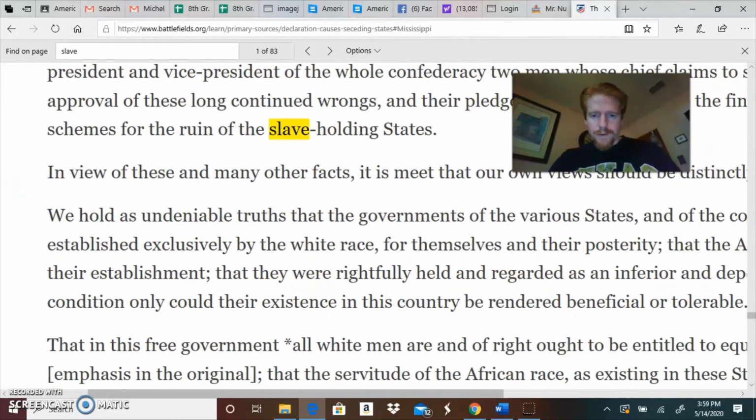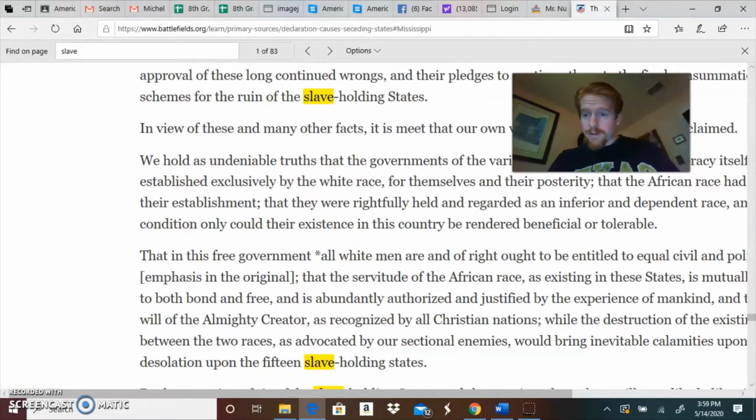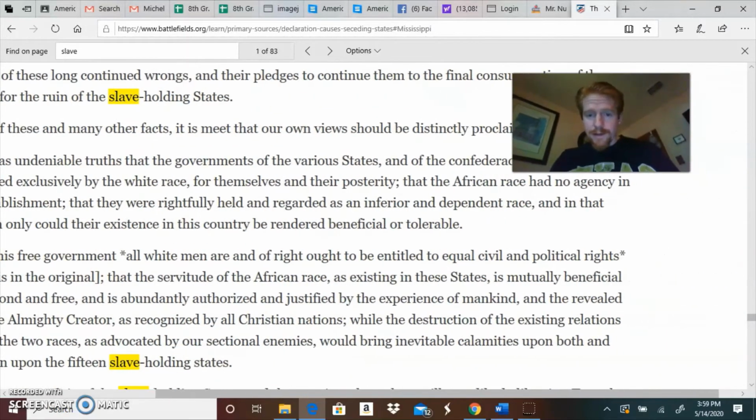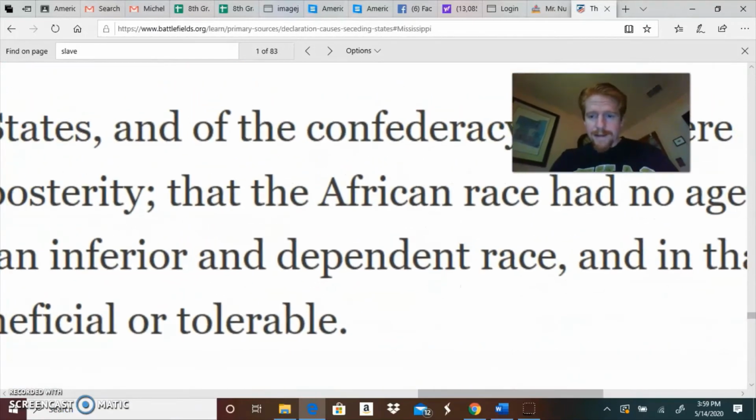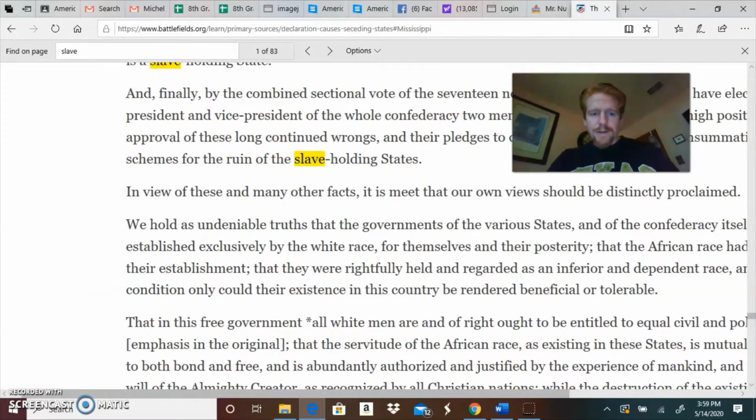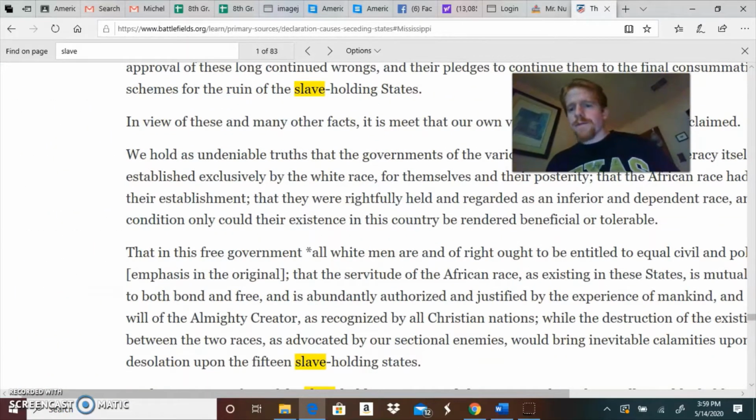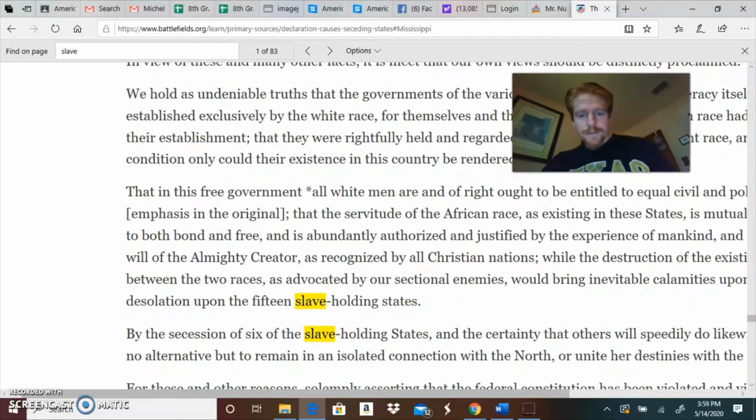So they had nothing to do with it. So they were rightfully, so it was correct, they were held and regarded as inferior, dependent, and in that condition only could their existence in this country be rendered beneficial or tolerable. So we couldn't even tolerate their existence unless they were slaves, is what they're saying.